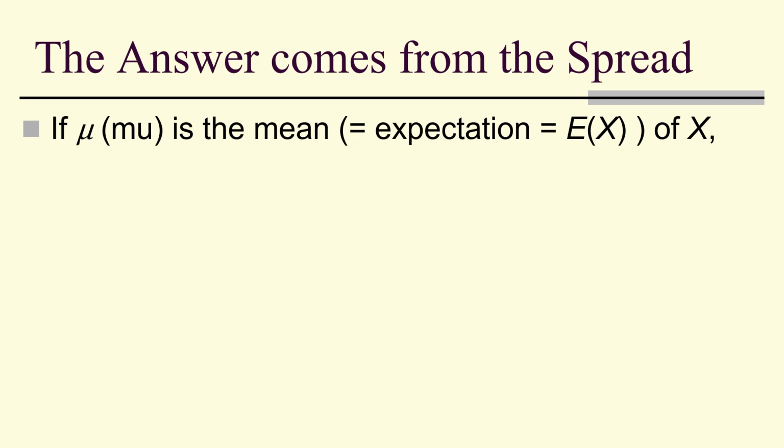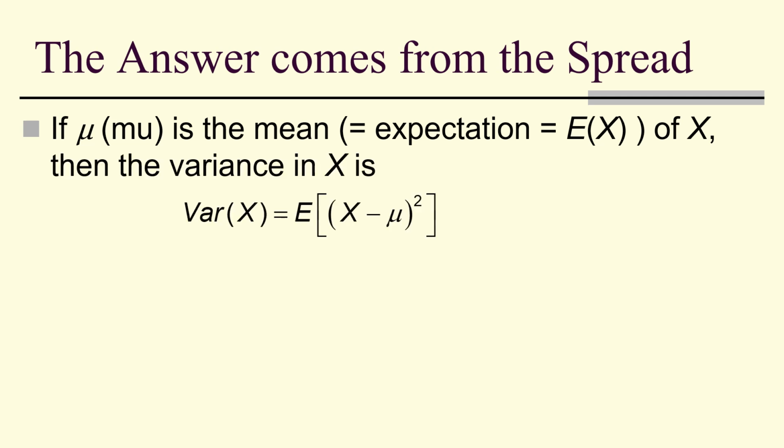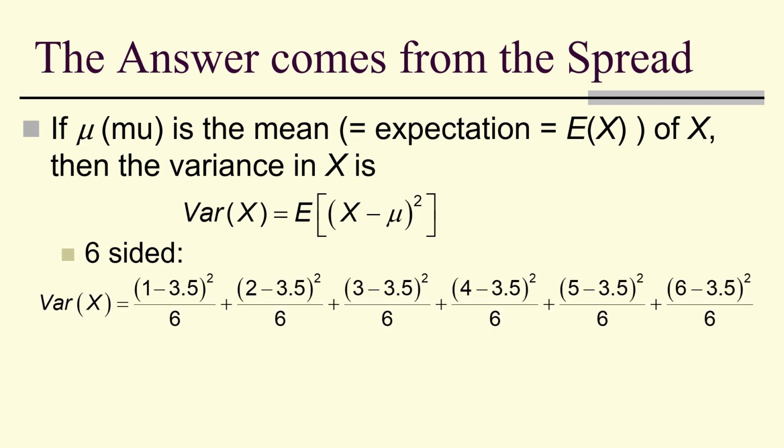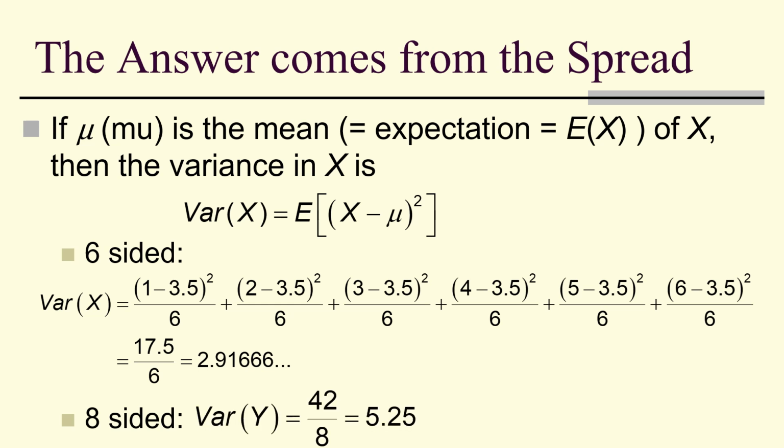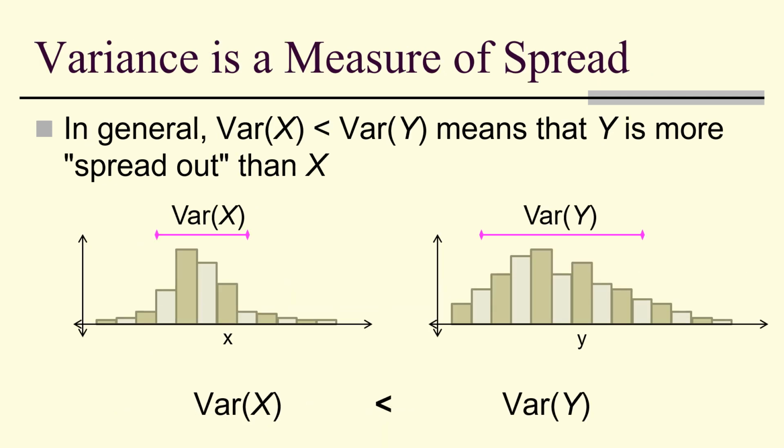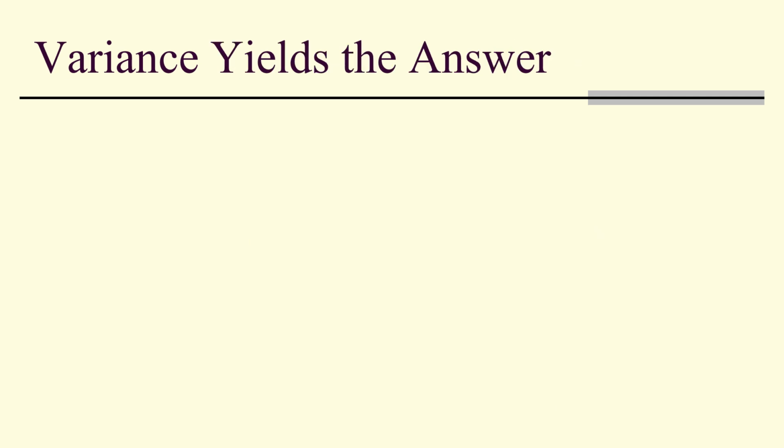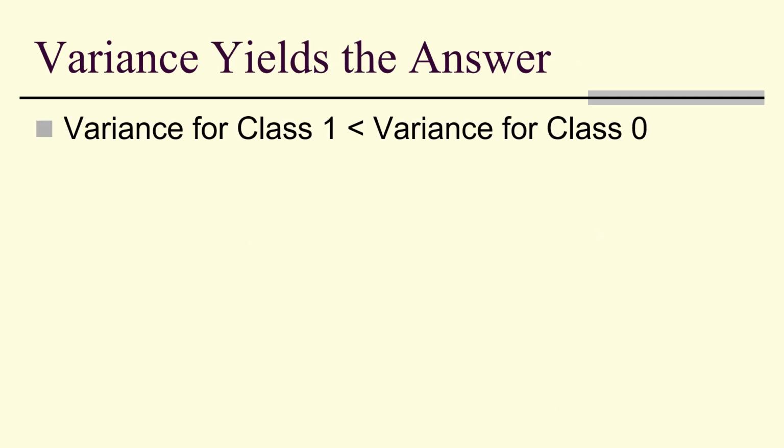If mu is the mean or expectation, E[X], then the variance is defined like this, as we saw earlier. Six-sided die, here is our variance, 2.91666. For the eight-sided die, the variance is about 5.25. So that means the variance of X is less than the variance of Y. In other words, Y is more spread out than X. So variance yields the answer. Variance for class 1 is less than variance for class 0.